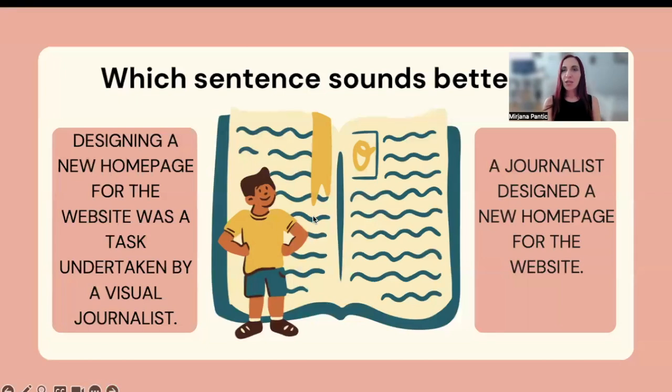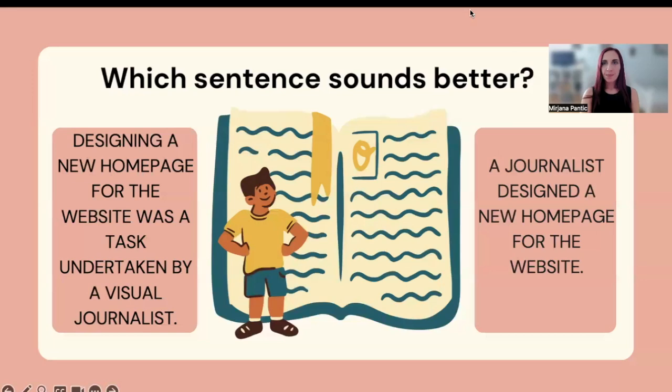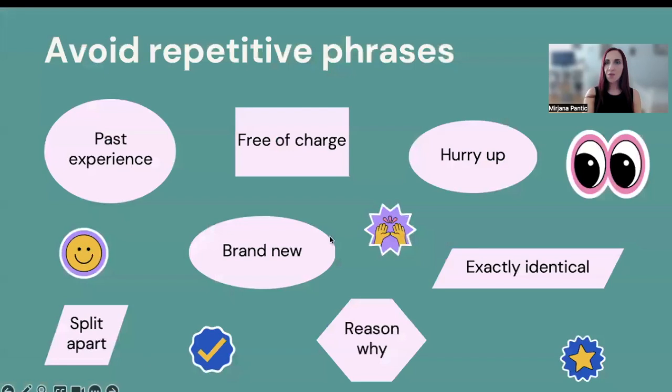Now, let's take a look at which sentence sounds better. "Designing a new homepage for the website was a task undertaken by a visual journalist." Or "A journalist designed a homepage for the website." Which one is better? What do you think? The second one is definitely better because it represents what? It represents active voice. So that's why we're going to use it instead of the first one.